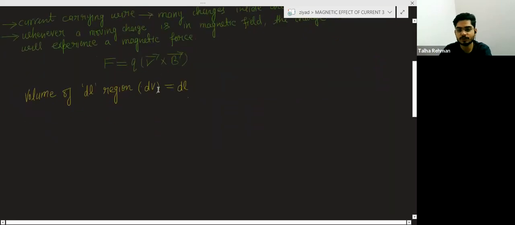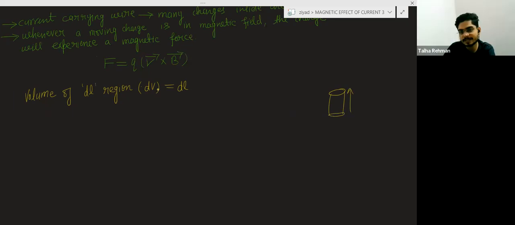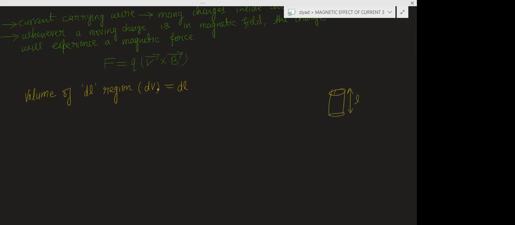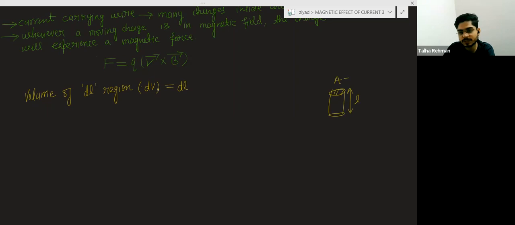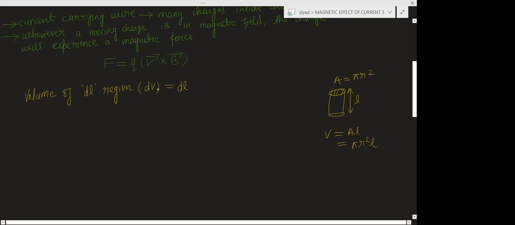See, suppose you have a cylinder here. Suppose L is the length of the cylinder, and here is the circular cross section, so the area of cross section will be pi r square, where r is the radius. If you want to calculate the volume, just write A into L. So the area is pi r square into L. This is the way to write the volume.